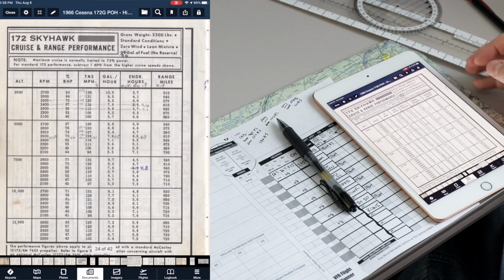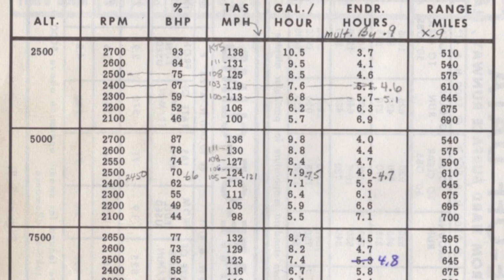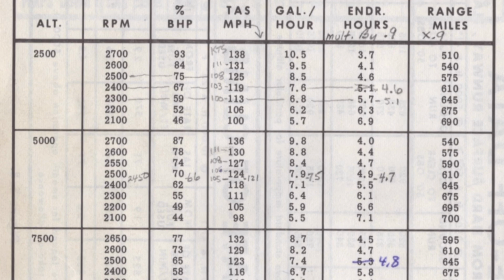All right, so how do we do that? Well, let's look at our chart. So we've got 2 columns here. We've got a 5,000 foot altitude column and we've got a 7,500. We're kind of in between those. So what we might do is extrapolate something here.